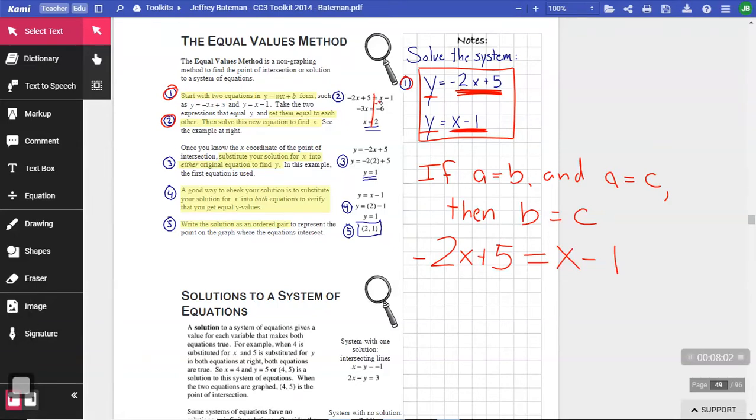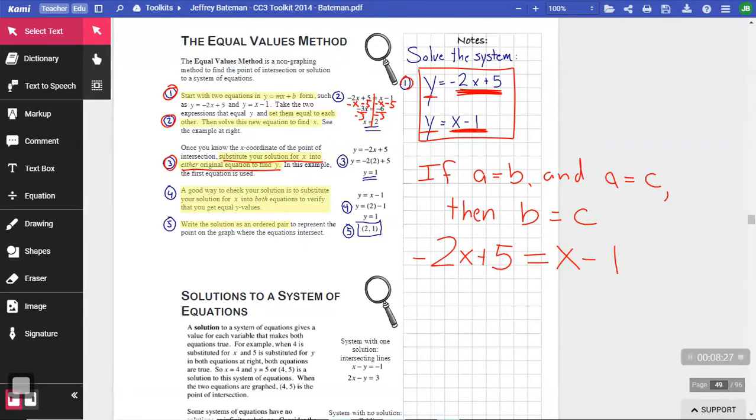And in this case here, they subtracted x from each side and then subtracted 5 from each side. And they got negative 3x equals negative 6, and then they divided by negative 3, divide by negative 3. They found that x equals 2. Once I find my first variable, now I'm going to step 3. And that is substitute your solution for x into either equation to find y.